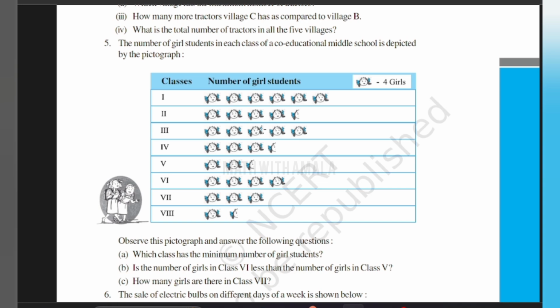B part, is the number of girls in class 6 less than the number of girls in class 5? In grade 5 you have 4 plus 4 plus 2, that is 10, and in grade 6 it is 4 plus 4 plus 4 plus 4, that is 4 into 4, that is 16. So you can see that the number of girls in class 6 is more than the number of girls in class 5, 6 more. Next, the C part, how many girls are there in class 7? In class 7 you have 3 faces, and each face indicates 4, so 3 into 4 is 12 girls.